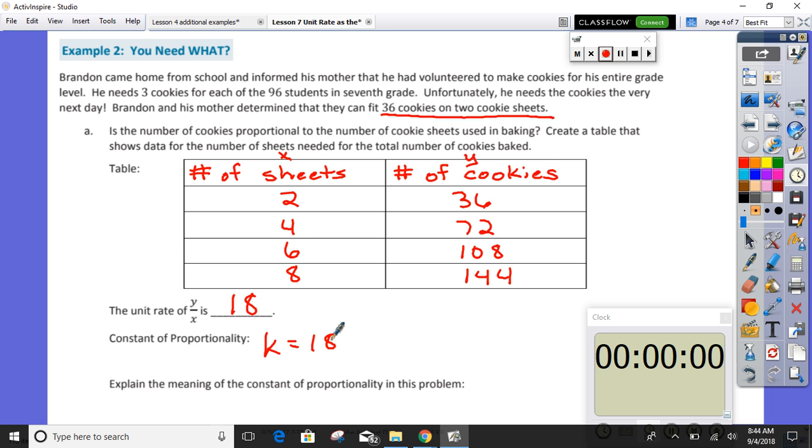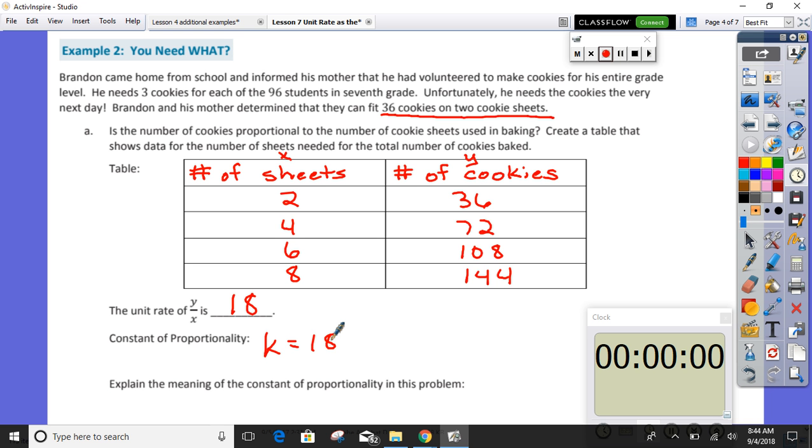So 18 number of sheets. Is there 18 sheets? Is that what the 18 stands for? 18 is going to stand for the number of something compared to one something else. I don't know. Okay, let's get a little help from Allie.